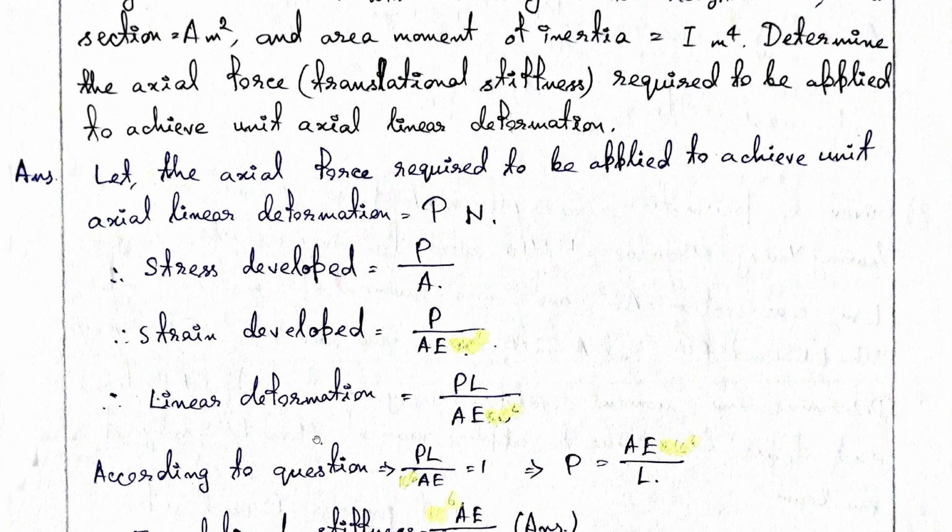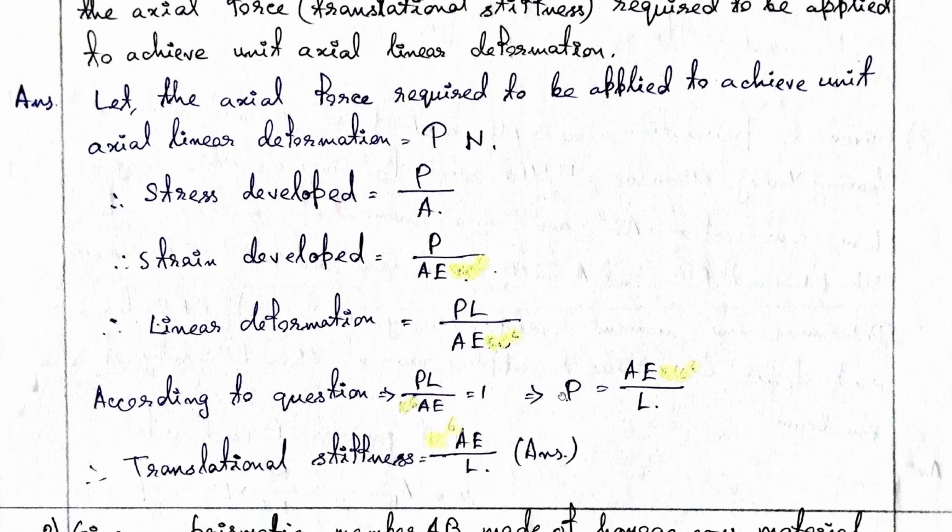So what is the deformation? Deformation equals strain into original length. So the deformation here is strain, that is P by AE, into original length, that is L. Now according to the question, the linear deformation must be 1, or we have to achieve unit axial deformation. So we can write PL by AE equals 1, or P equals AE by L.